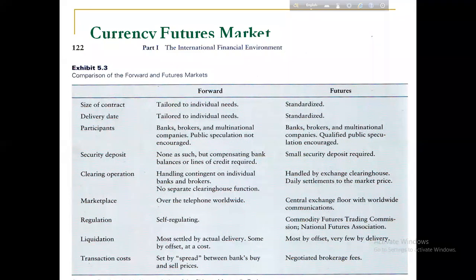So in forward contracts, what are the transaction costs? That is set by the spread between the banks' buy and sell price. We have already discussed that we can get a spread, the difference between the buy price and sell price. And in the futures market, the spread is negotiated brokerage fees.